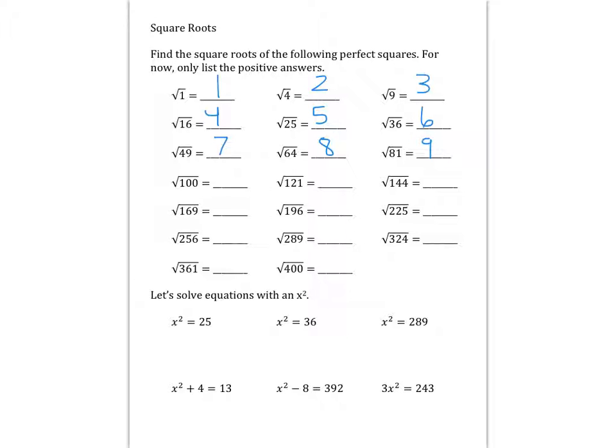Square root of 100 is 10. Square root of 121 is 11. The square root of 144 is 12. Square root of 169 is 13. Square root of 196 is 14. Square root of 225 is 15. The square root of 256 is 16. Square root of 289 is 17. The square root of 324 is 18. The square root of 361 is 19. And the square root of 400 is 20.